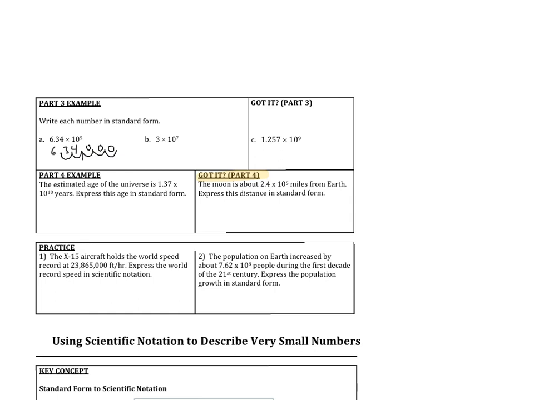Why don't you guys try the next one? You can pause the video if you'd like. You start out with 3, and it's times 10 to the 7th. So 1, 2, 3, 4, 5, 6, 7 spots to the right. Fill in with zeros in the little dips. There is where you write the zeros, not on the points, but in the dips. So 30 million is your number for that one.